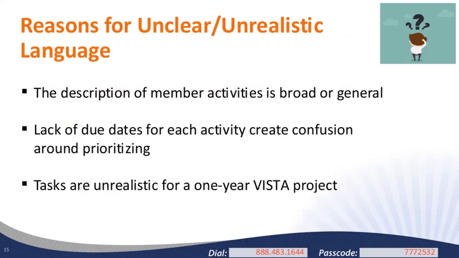VAD language is often unclear when the description of a member activity is either broad or general. So for example, the quote I just read skips ahead to having a large group of mentors, yet it does not specifically state a clear path for where to start or how to build out the various components of that successful mentoring program.